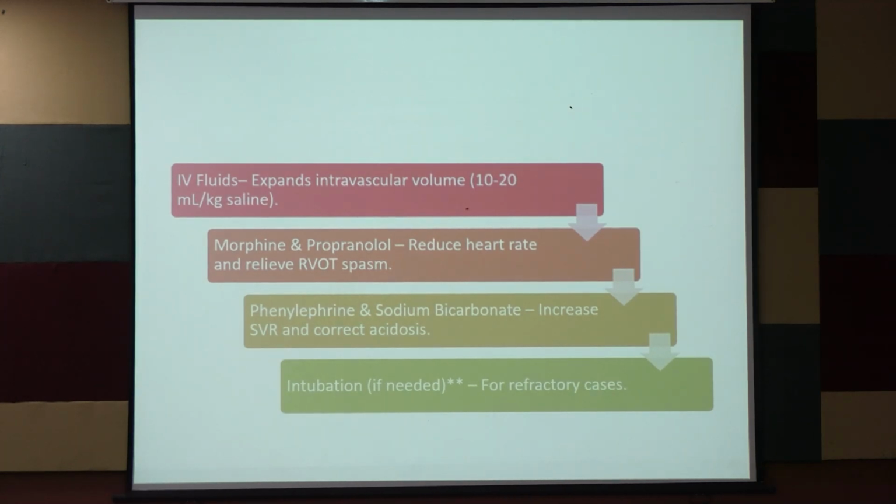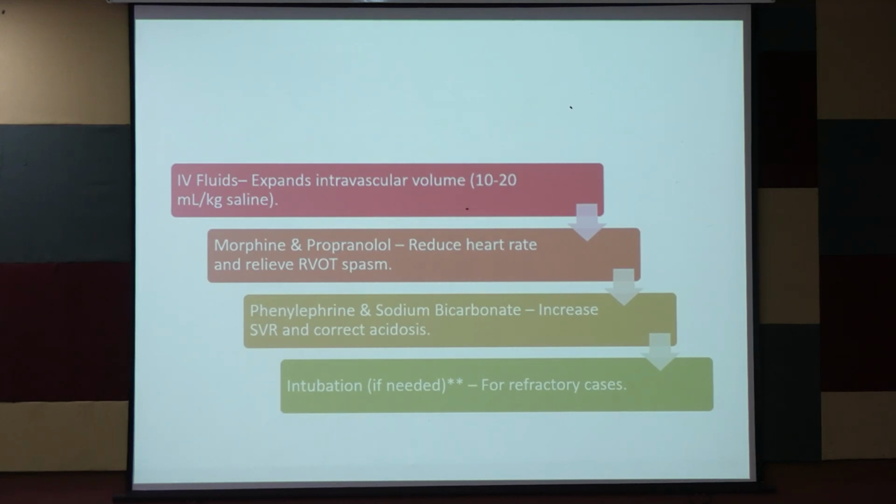Sedation by morphine is recommended. If morphine is not available, then other sedation may be given. Next, propranolol reduces the heart rate, and the right ventricular outlet obstruction is also relieved to some extent. You can give propranolol in the IV mode, and you can increase the peripheral resistance by phenylephrine. Bicarbonate you can give because there is acidosis. You can reduce the acidosis by sodium bicarbonate.